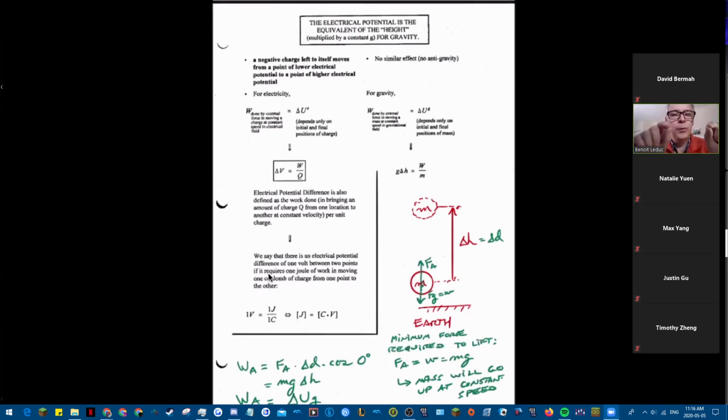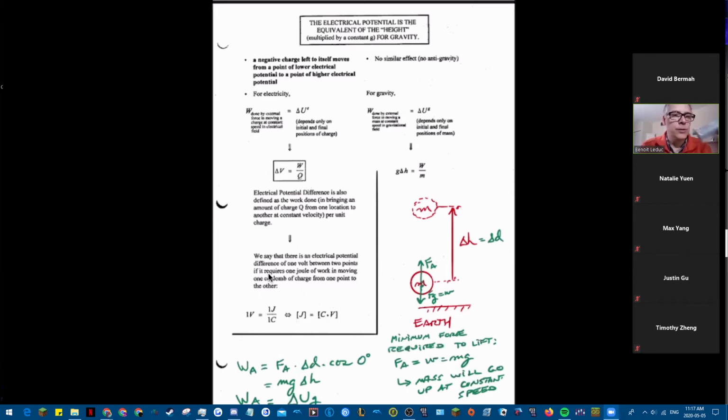Okay, so we say that there's an electrical potential difference of 1 volt between 2 points. So if you have 2 points here, and I have my voltmeter here, of course it's off, and let's say it says that there's 1 volt. There's an electrical potential difference of 1 volt between 2 points if it requires 1 joule of work in moving 1 coulomb of charge from one point to another point, okay?